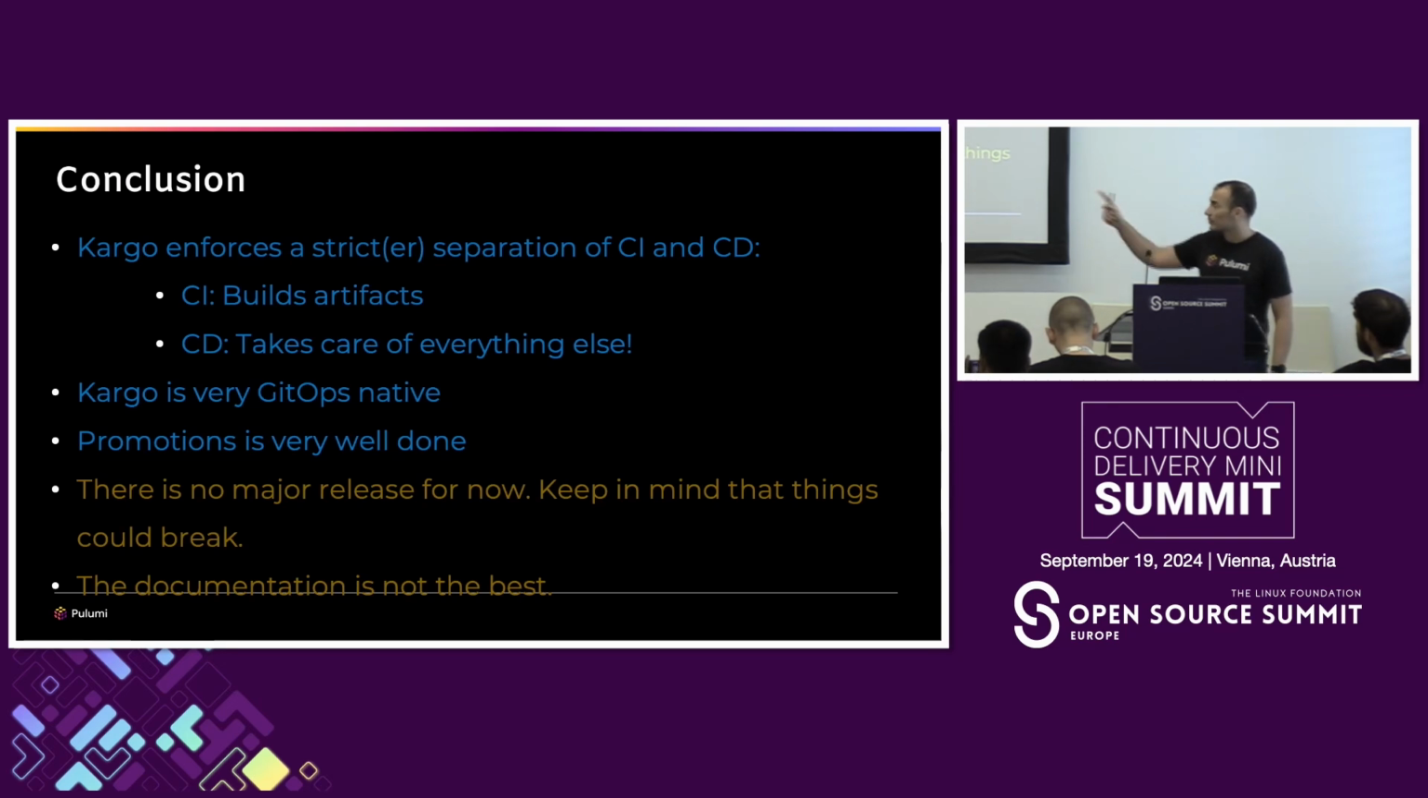Conclusion. And I put this a little bit from the graphics because last time I got told that some people with green-red blindness, so that should be the color. Blue, or the top ones, are the positive parts. As you can see, Kargo enforces a stricter separation of CI/CD, so we use CI only to build artifacts.